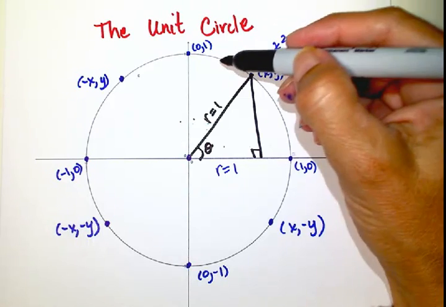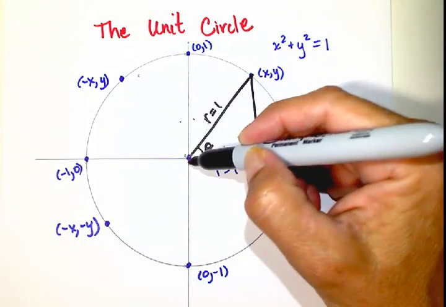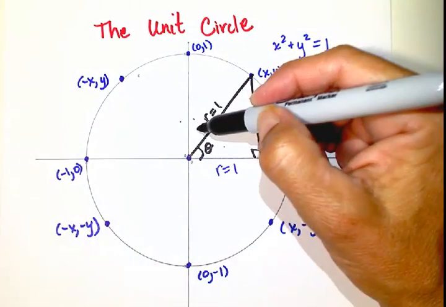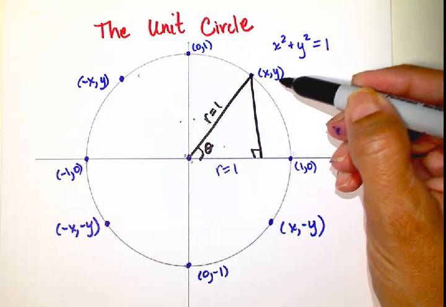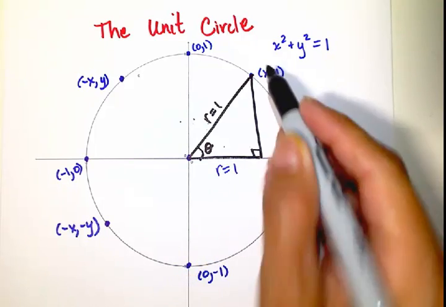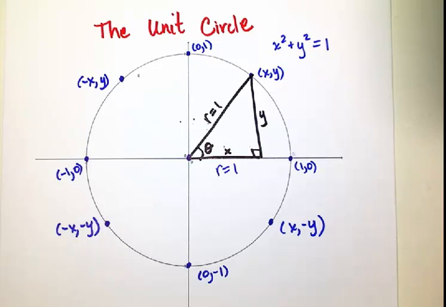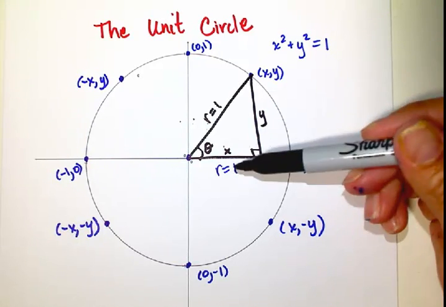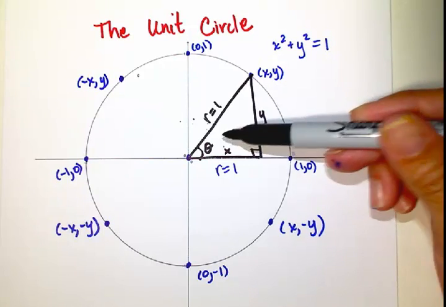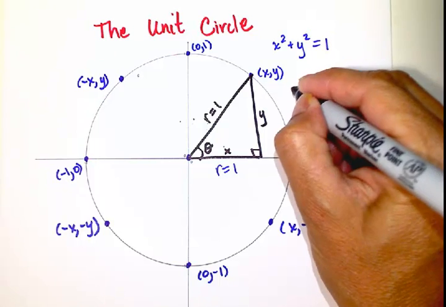If I were to move my point to somewhere else on the unit circle and draw its hypotenuse, I would get a new angle. So this theta corresponds to this point x, y. This distance right here is x, and then this distance right here is y. Now recall in an earlier video we talked about the ratios of the lengths of the sides relative to the angle theta. Let's recall a couple of those.